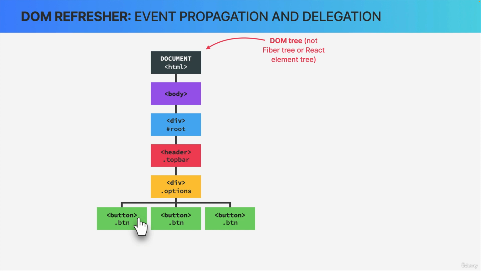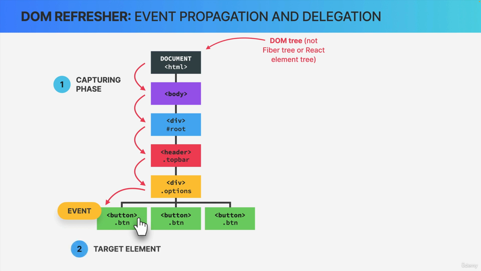As soon as the event fires, a new event object will be created, but it will not be created where the click actually happened. Instead, the object will be created at the root of the document, so at the very top of the tree. From there, the event will then travel down the entire tree during the so-called capturing phase, all the way until it reaches the target element. And the target element is simply the element on which the event was actually first triggered.